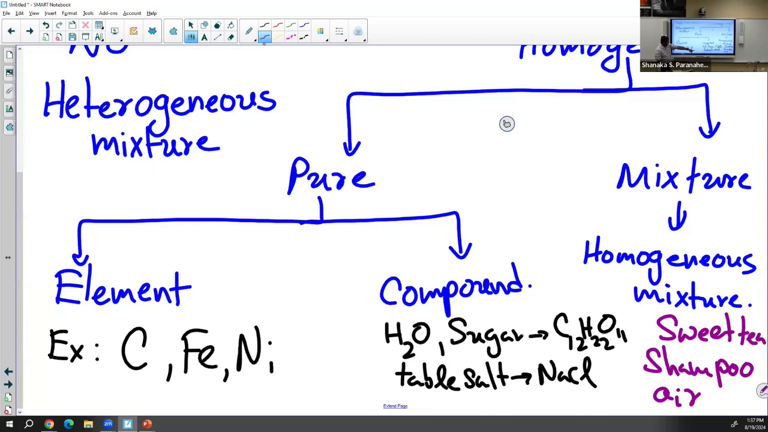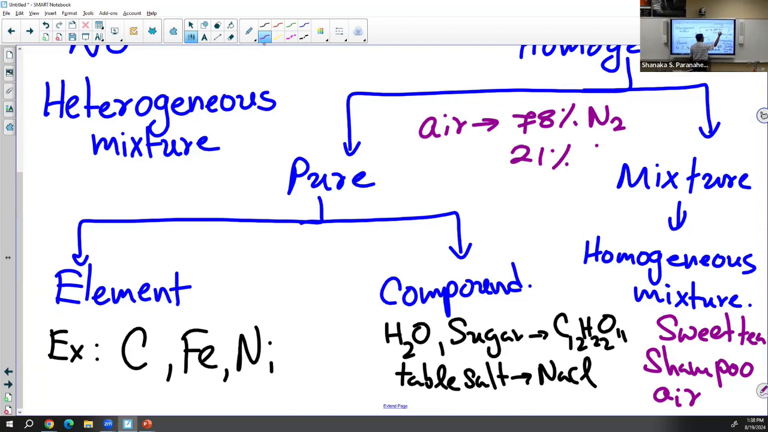So air is also considered a homogeneous mixture because the composition of air is relatively the same throughout the world because of the wind. So air is made of 78% nitrogen and 21% oxygen, and the remaining 1% comes from carbon dioxide, water vapor, and a few other gases. That's the composition of air. So it's considered a homogeneous mixture.